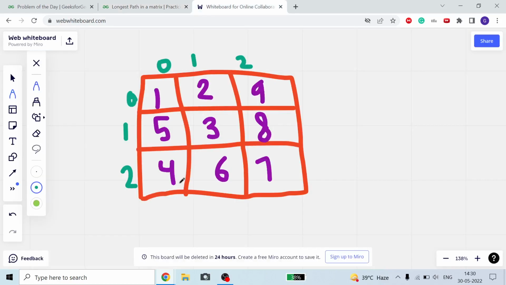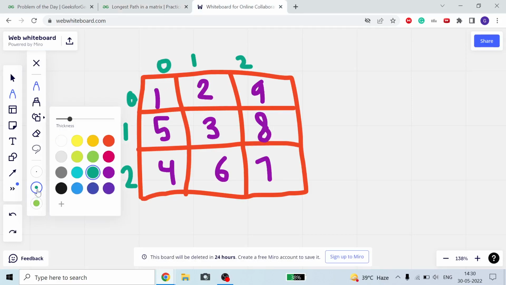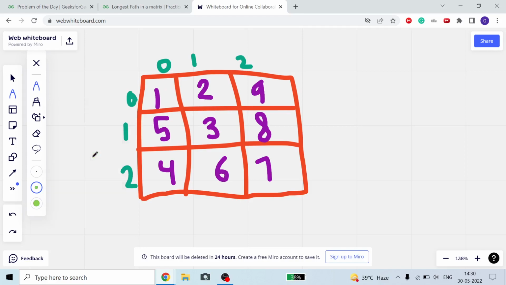In this given matrix, we can start from one, or we can start from any other cell as well. So what does this path look like? From one we can go to two, two is greater than one. Now we can go to three or nine. We cannot go to one because one is less than two, and we want a strictly increasing path. So we will choose three.